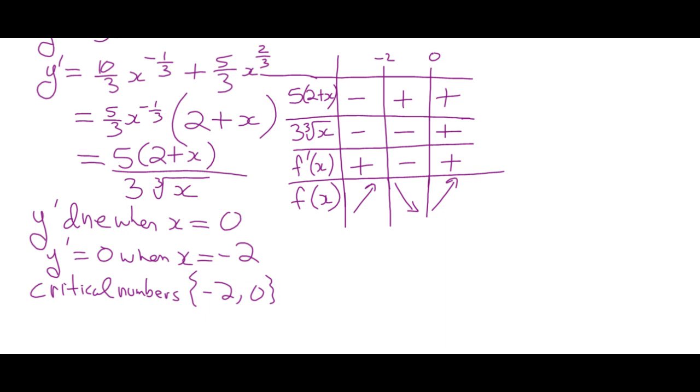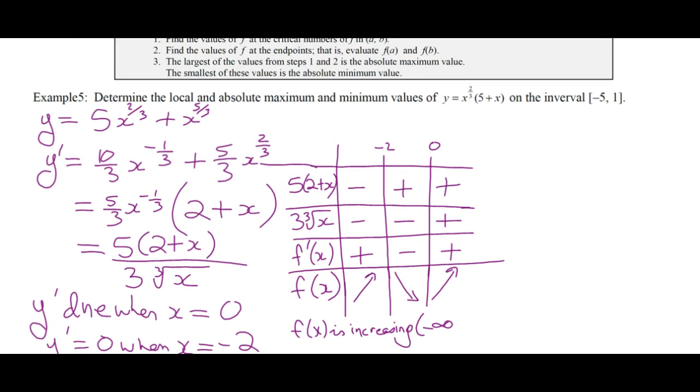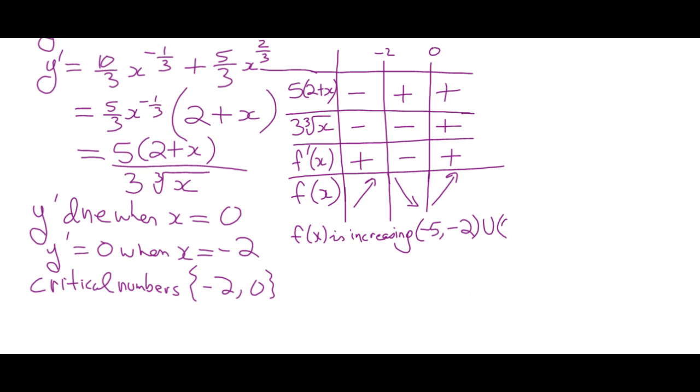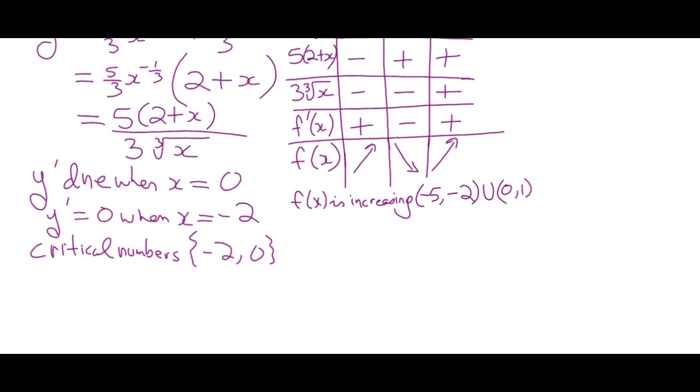So we have to work out, well, okay, let's say, I'm just going to write it. f of x is increasing from, wait, do we really need to? Well, we're on the interval -5 to 1. So let's do this. From -5 to -2, and from 0 to 1. And f of x is decreasing from -2 to 0.